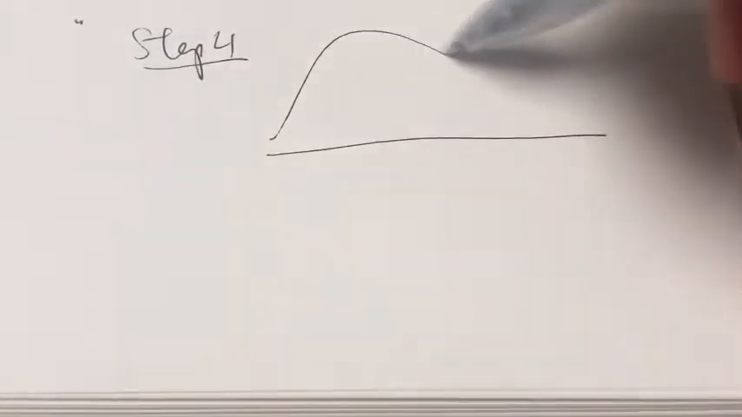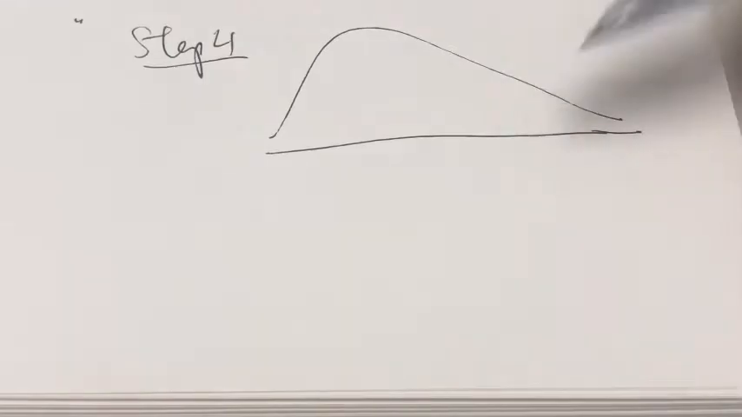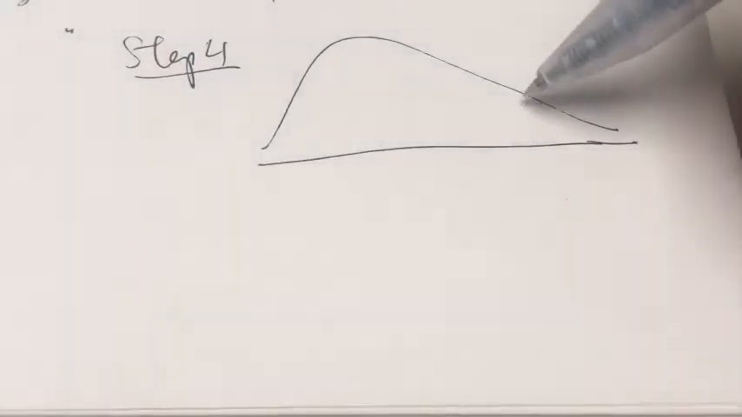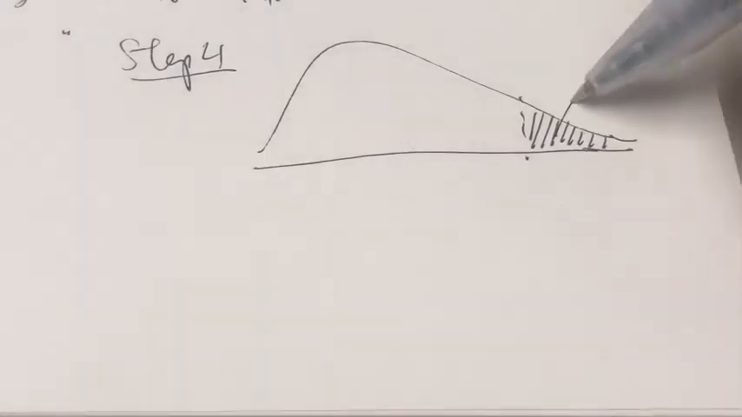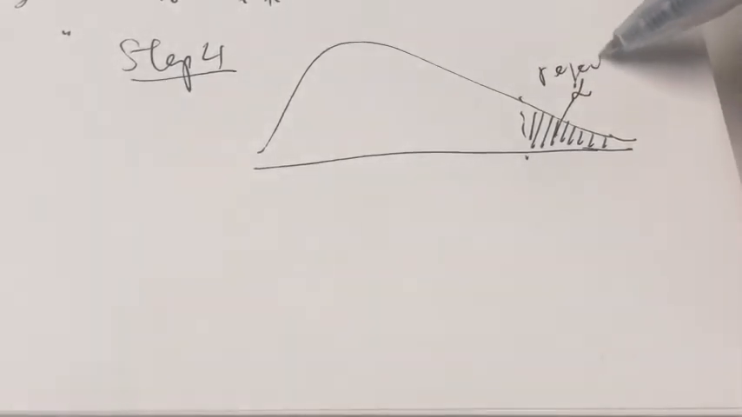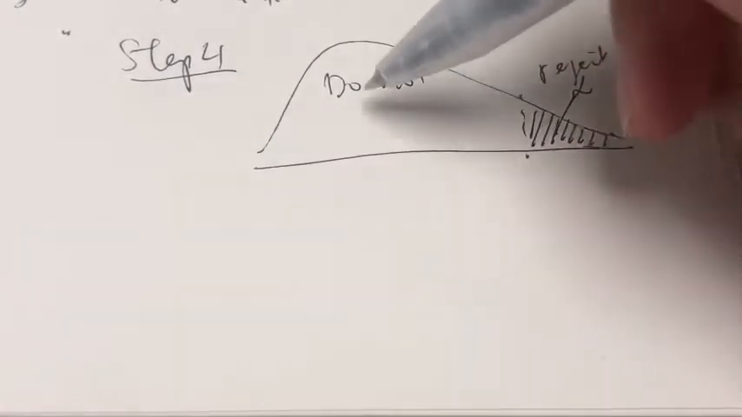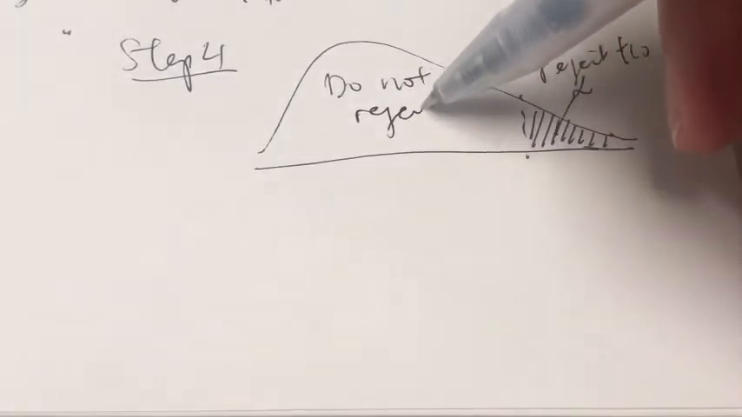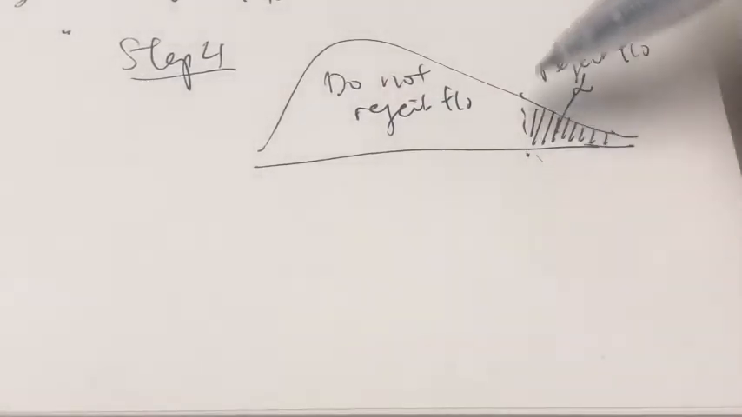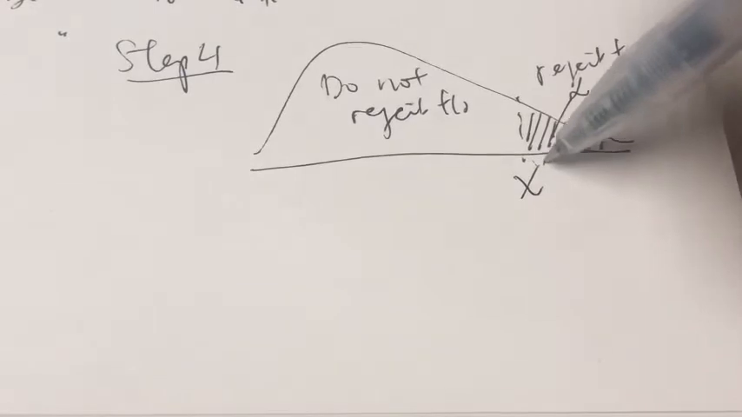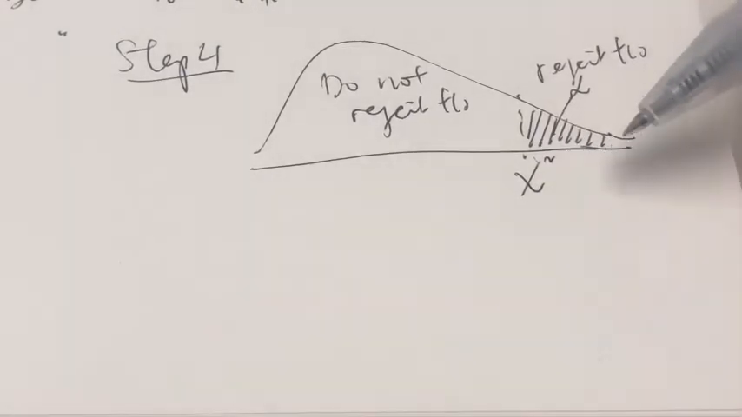Okay, moving on, step 4 is basically to determine what our critical value is. Remember, the chi-square distribution is positively skewed, so effectively we'll only have one tail. This would be our alpha, and this is where we will reject the null hypothesis. Here is the acceptance area where we do not reject the null hypothesis. Here would be our critical value, and because it's the chi-square distribution, our critical value will also be a chi-square value.